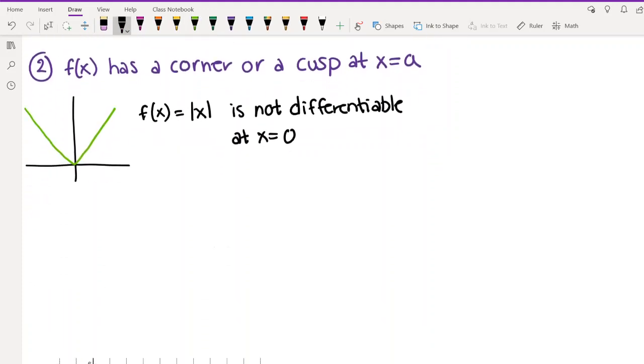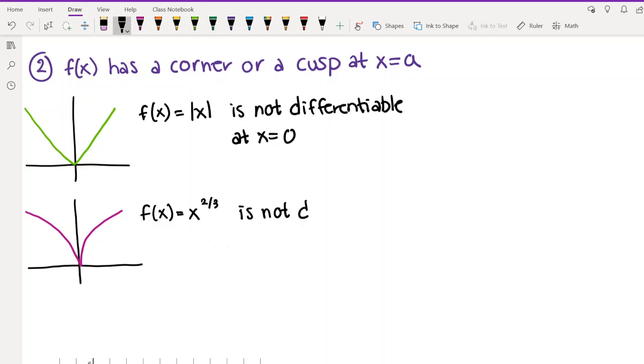And then what does the word cusp mean? Well, a cusp basically looks like a corner, except, I'll just show you in a picture. So something that looks kind of like this. This is what the graph of f of x is equal to x to the 2/3 is like, the graph that I drew on the left. So this would also not be differentiable at x is equal to 0.